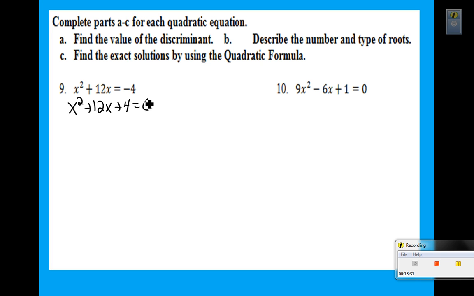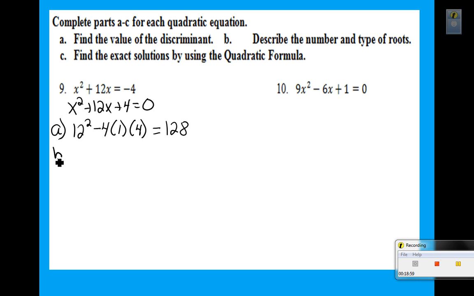Here's what I'd like to do on part A. On part A, it says find the value of the discriminant. So I need to go b squared minus 4 times a times c. Then I'm just going to grab my calculator and run that through real fast. And when I do that, I get 128.